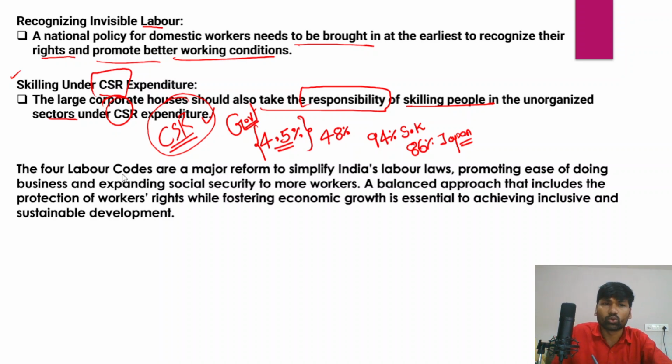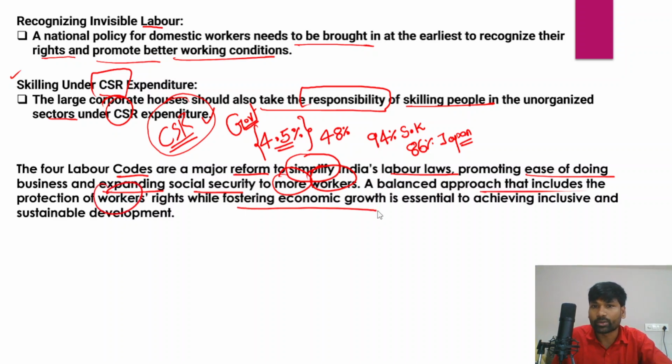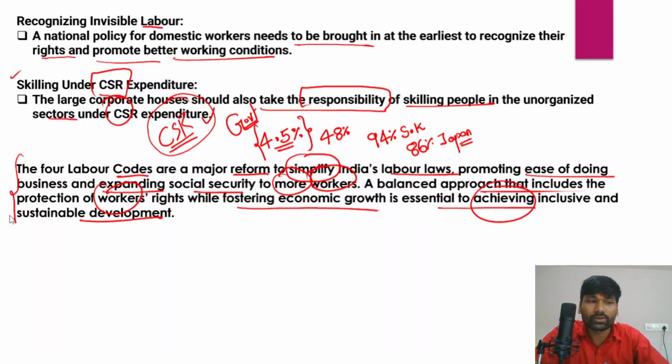And ultimately, in conclusion, the four labor codes are major reforms. They simplify India's labor laws, promote ease of doing business, and expand social security to more and more workers. So in this context, a balanced approach that includes protection of workers' rights while fostering economic growth is essential in achieving inclusive and sustainable development. That's how you could conclude this answer on a positive and optimistic note, and that will help you create a good impression about the answer.